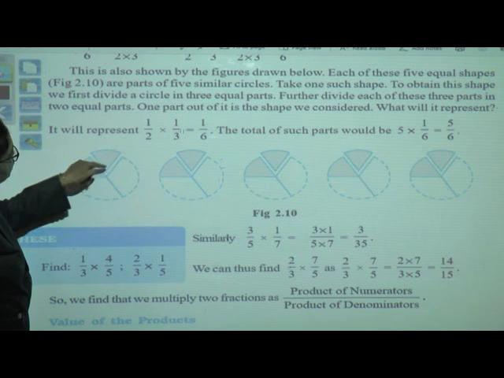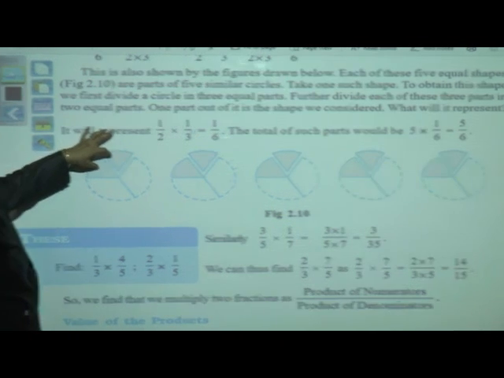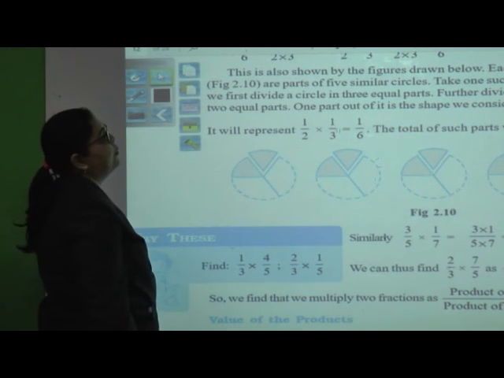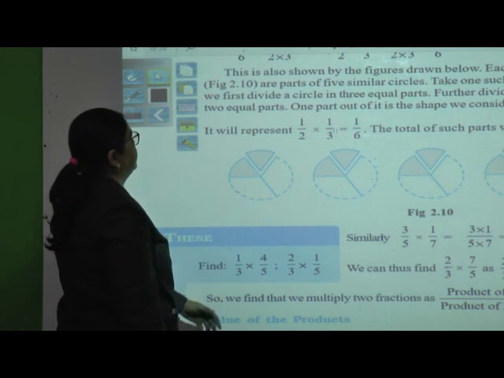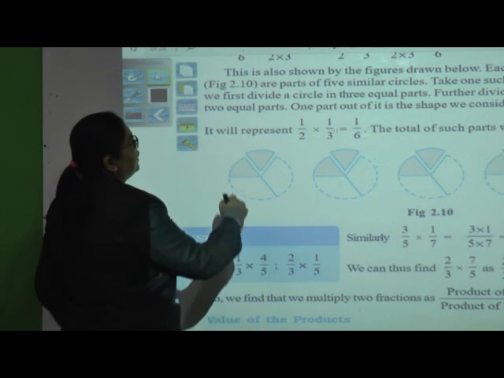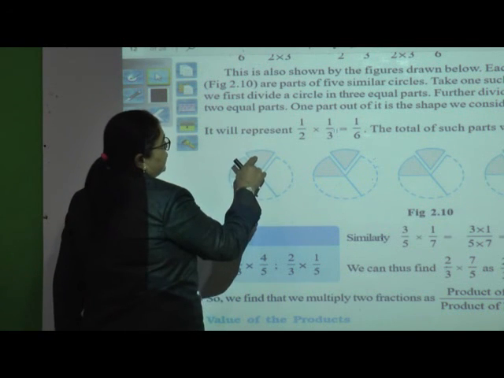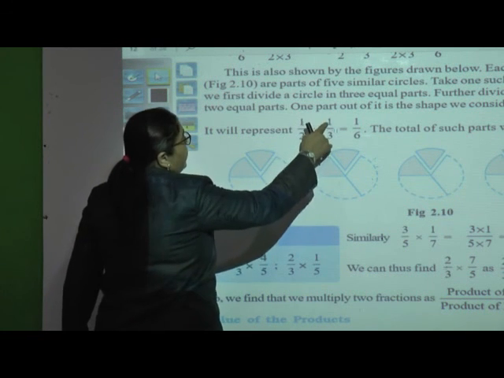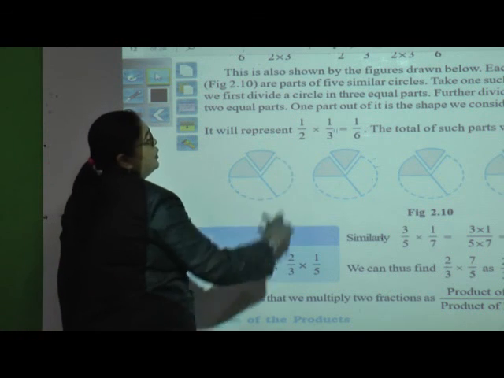This one part should be divided into 2 equal parts. It's already shown here with a shaded portion. One part out of it is the shape we considered. What will it represent? It will represent half of 1/3. This is a 1/3 part of a figure. So 1 upon 2 multiplied by 1 upon 3 is equal to 1 upon 6.